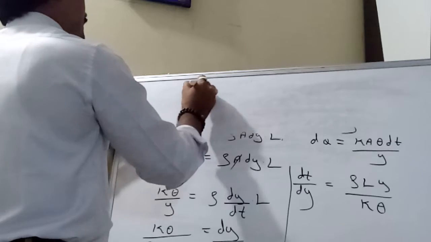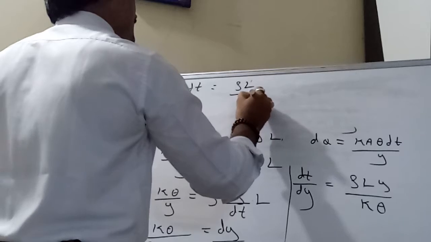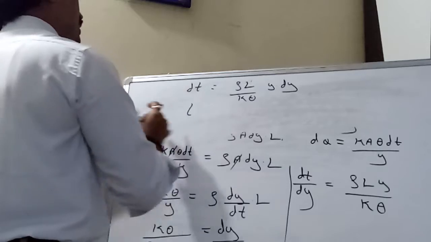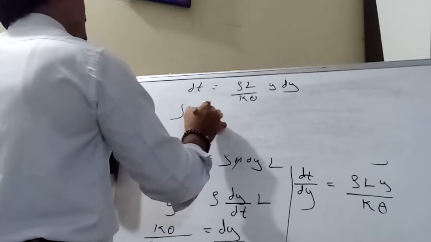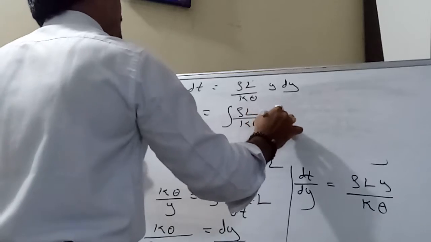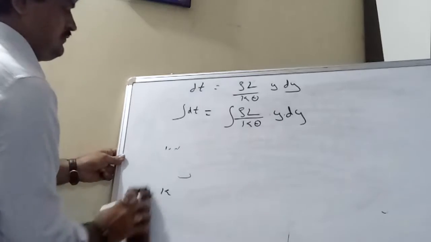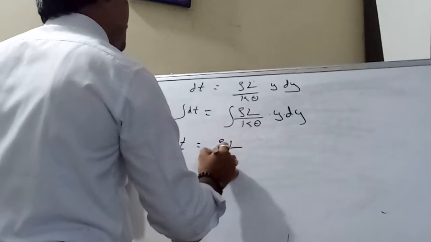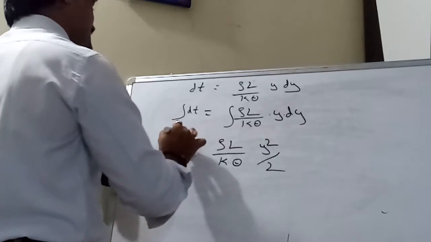So dt equals rho L by K theta, which is constant, into y dy. Applying integration on both sides, integration of dt equals integration of rho L by K theta into y dy. This is constant. So t is equal to rho L by K theta into y square by 2, where y is the thickness of ice.